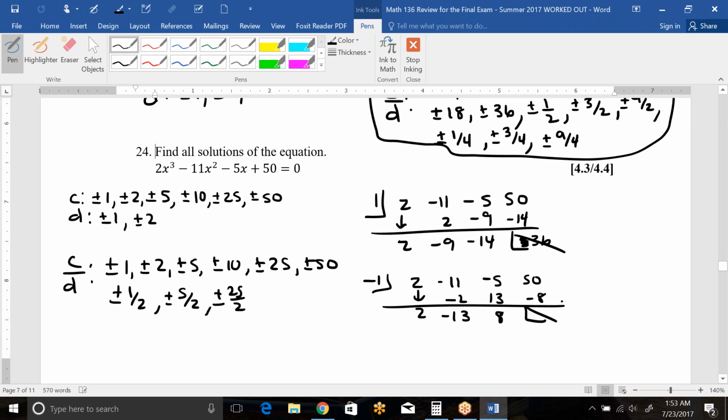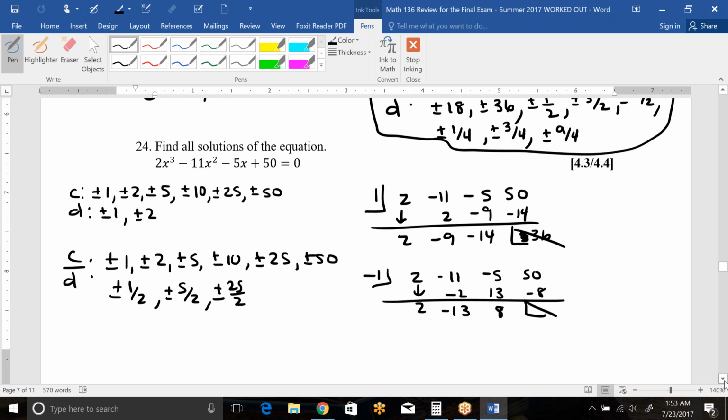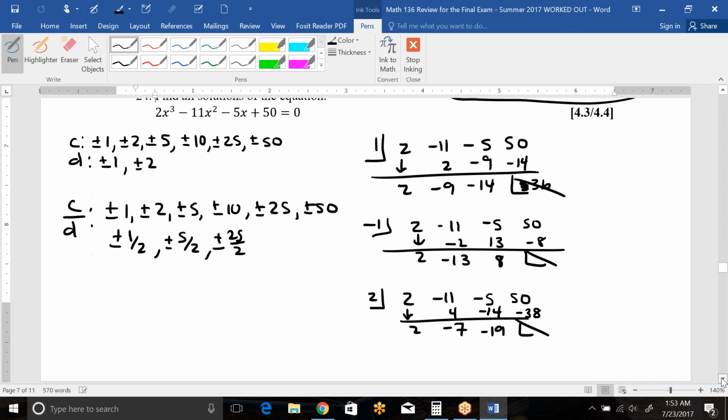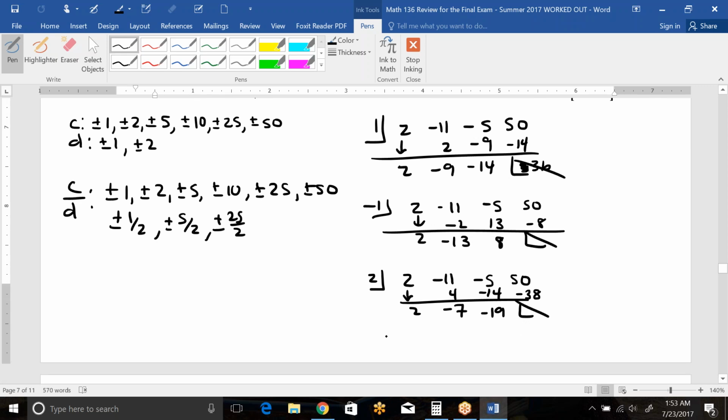So that's also way off. So it looks like we were a little bit closer with the positive version, so let's try positive 2 next. Bring down the 2, multiply, add the column, multiply, add the column, and then multiply. So we're getting a little bit closer. Just because we got pretty close that time, I'm going to try positive 5 next instead of doing the negative 2. I always kind of follow the path of whatever seems to be getting me closer to 0.